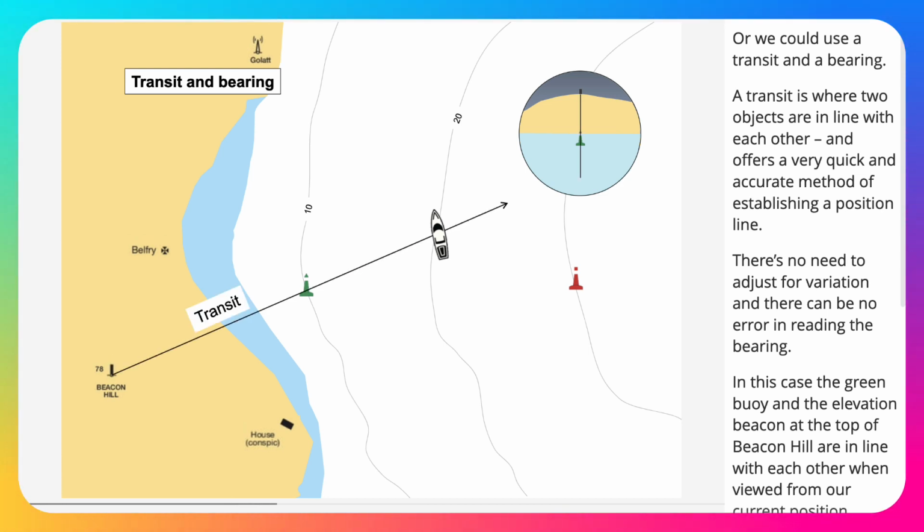In this case, the green buoy and the elevation beacon at the top of Beacon Hill are in line with each other when viewed from our current position. In theory, we don't need to measure the bearing with our hand-bearing compass. We can simply draw a line through each charted object to establish your position line. However, it's good practice to check the bearing of the transit, just in case we've got the wrong buoy. If we observe that the objects are lined up with each other from our current position, then we must be somewhere on that line.